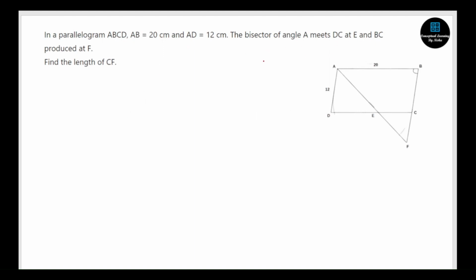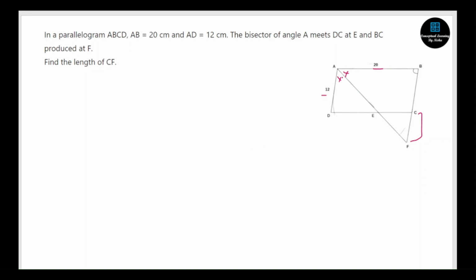Here ABCD is a parallelogram and AB is given as 20. This is 20. AD is 12. The bisector of angle A meets CD. So this is the bisector, means these two angles are equal. Okay. And we have to find the length of CF. This length we have to find.